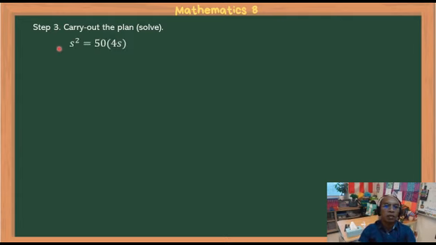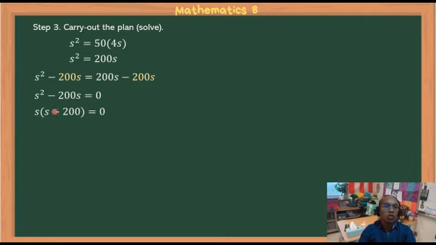The equation from the given condition is S squared is equal to 50 times 4S. By distributive property, 50 times 4S is equal to 200S. So in order to make this 0, we will subtract 200S from both sides, again, to maintain the balance of the equation. So that is why S squared minus 200S is equal now to 200S minus 200S, that is equal to 0.